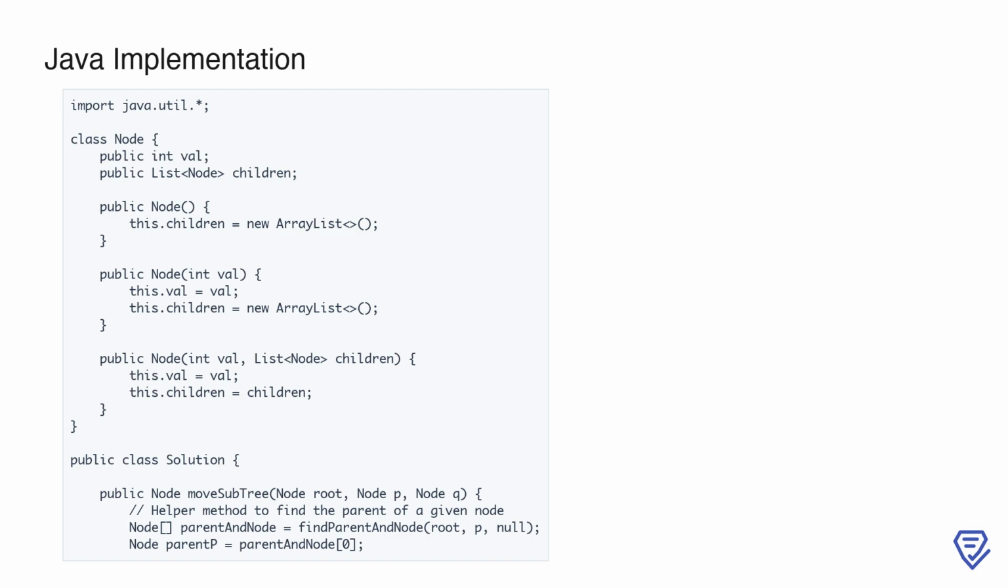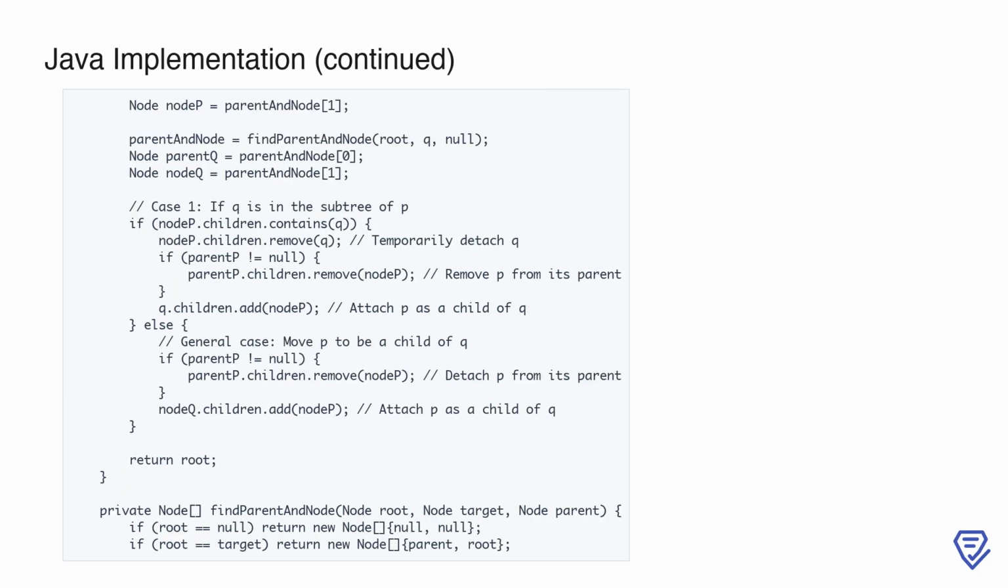We begin by calling this method to find the parent and the node for the first target, P. Next, we use the helper method again to locate the parent and the node for the second target, Q. Once we have both sets of parent and node references, we evaluate the relationship between P and Q.